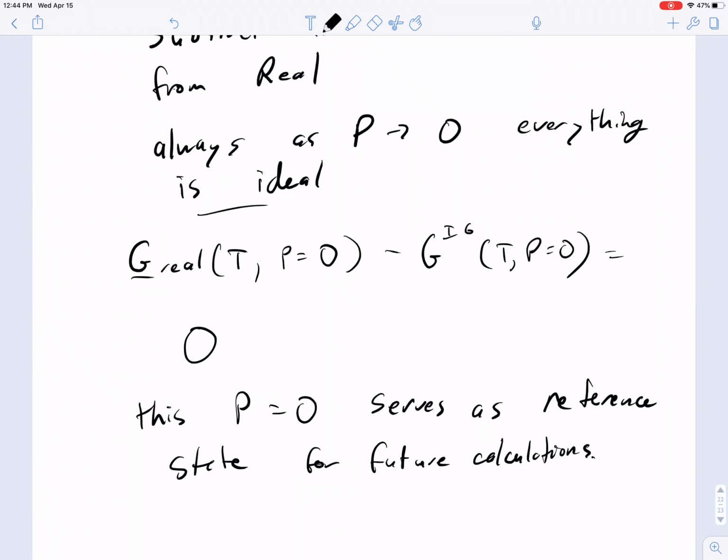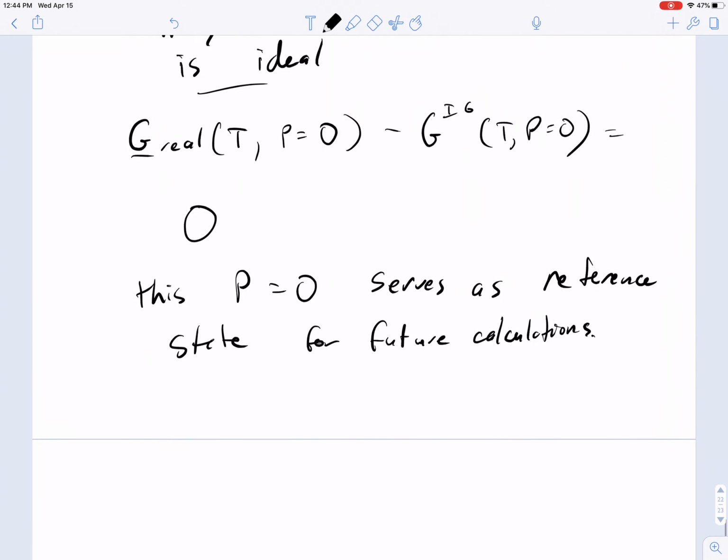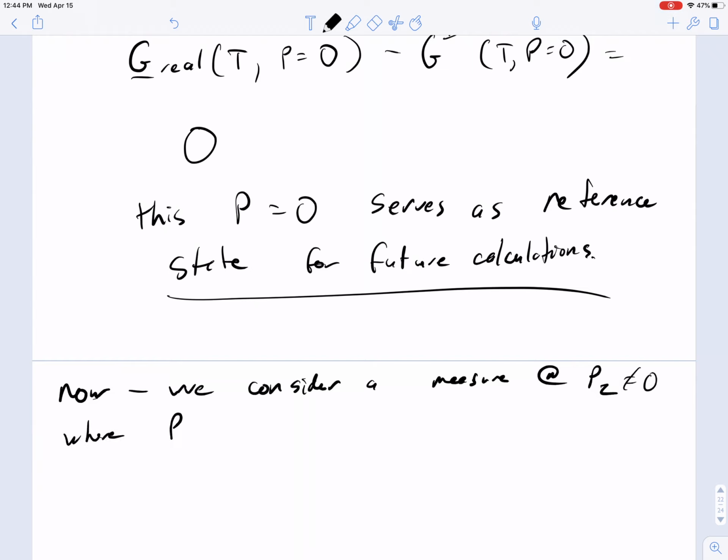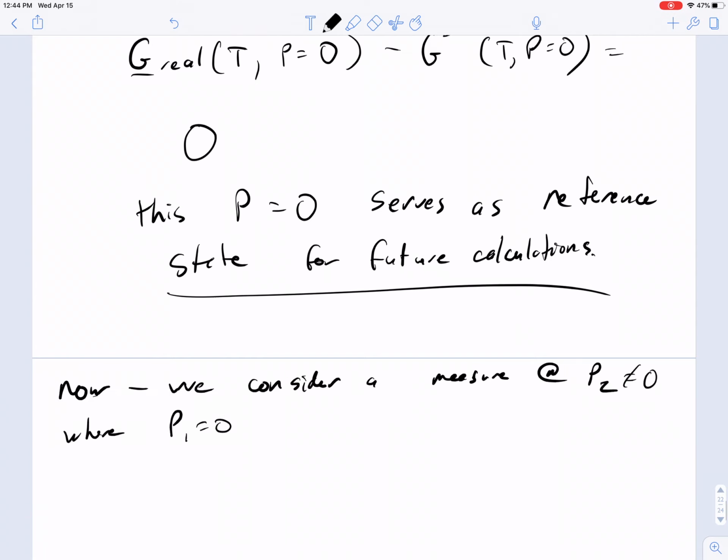Okay, so now we can go and do one. We use this reference state and this idea that it becomes an ideal gas, and we calculate now for another temperature, for another pressure. So now we consider a measure at P2 not equal to 0, where P1 is equal to 0.